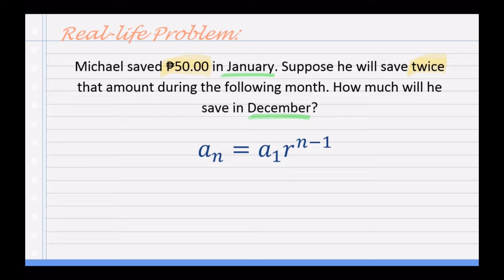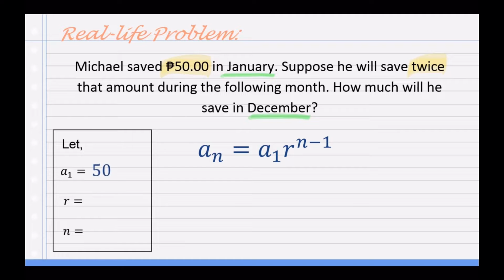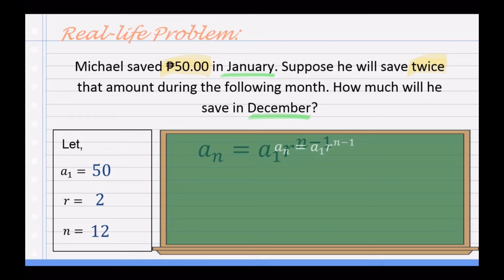Since 50 is the first amount that Michael saved, therefore we let 50 pesos as our a sub 1. Then our r would be 2 since Michael will save twice that amount during the following month. Then n would be 12 since December is the 12th month and there are 12 months interval from January to December. Now let's substitute these values into our formula.